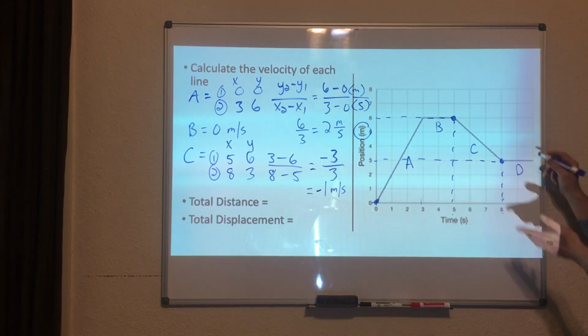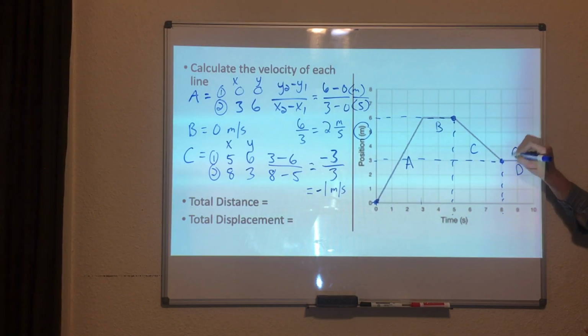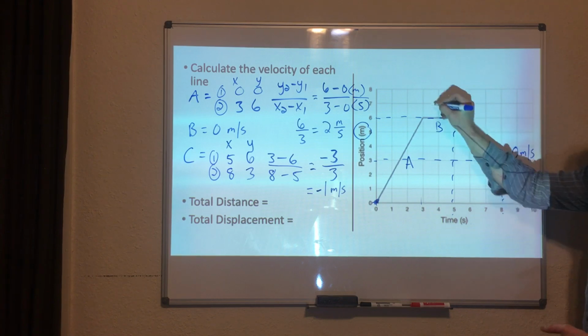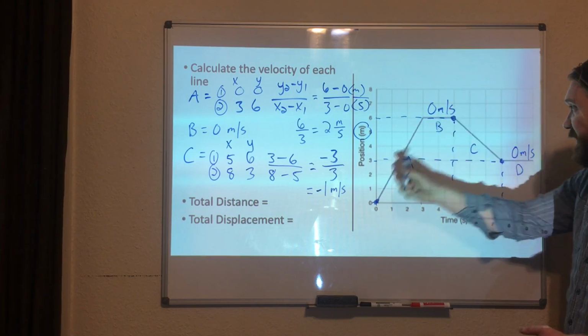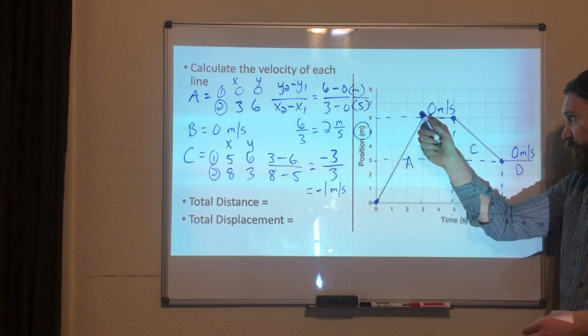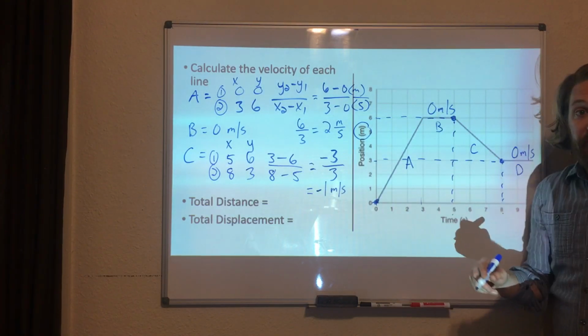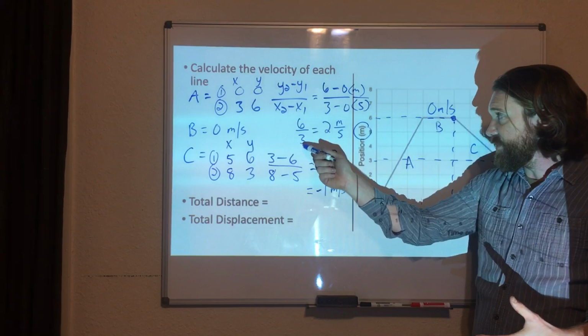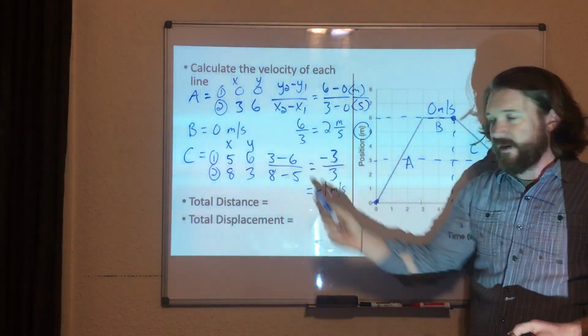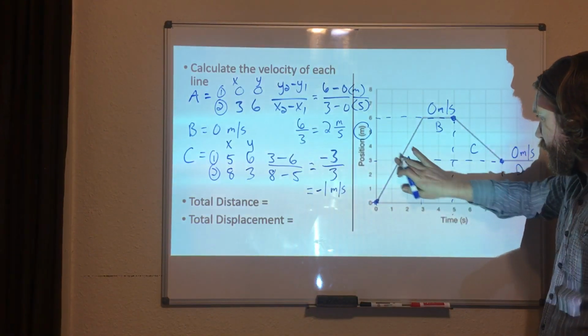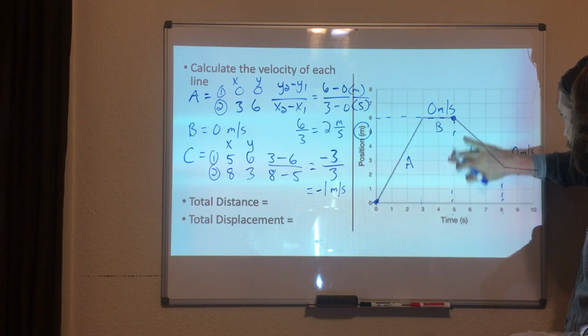And obviously our last line here is 0 meters per second because it's flat. There is no change in position. I'm not moving forwards or backwards. Now, you can also look at these two numbers I got here. Look at this first one. I got positive 6 divided by 3. Well, look at the graph.